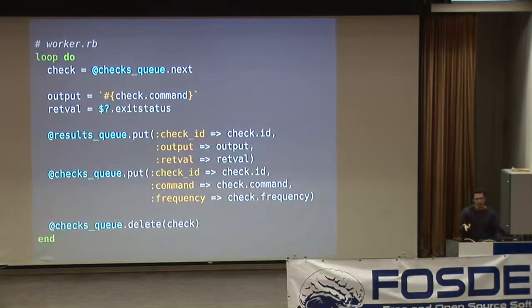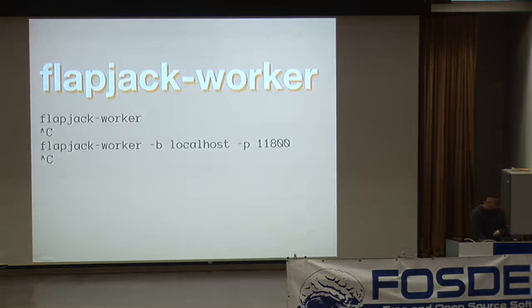But the fancy thing that it does is then it takes the same check and it recreates it on the tube, on the Beanstalk, but at the very, very end of it, and it has a delay on it. And Beanstalkd won't make that check available to other workers until that timeout has happened. For instance, the frequencies here might be set to 30 seconds, so the Beanstalk won't make that job available for 30 seconds. And then what it does is it deletes the check off the queue and just goes and does the next thing. So the worker is very, very simple.